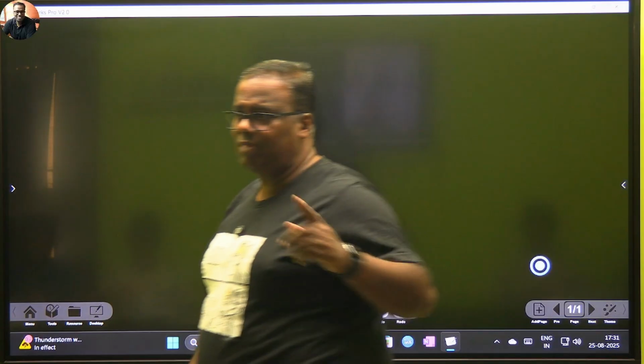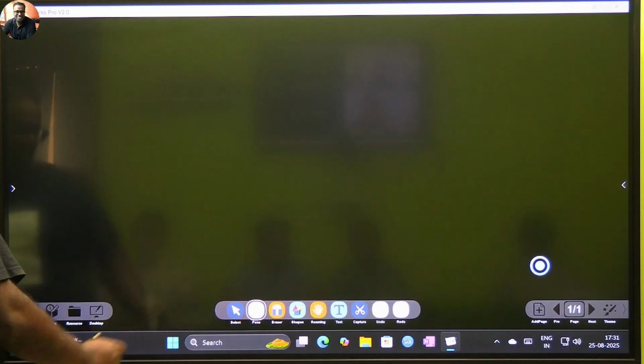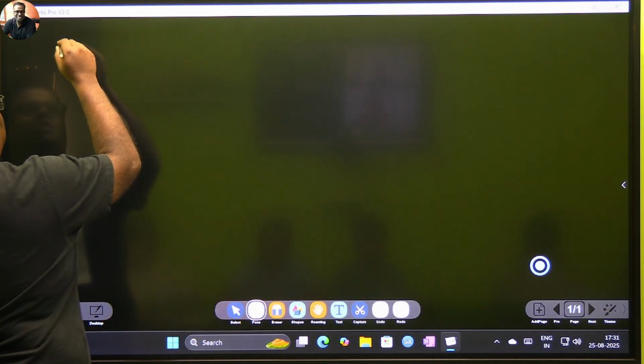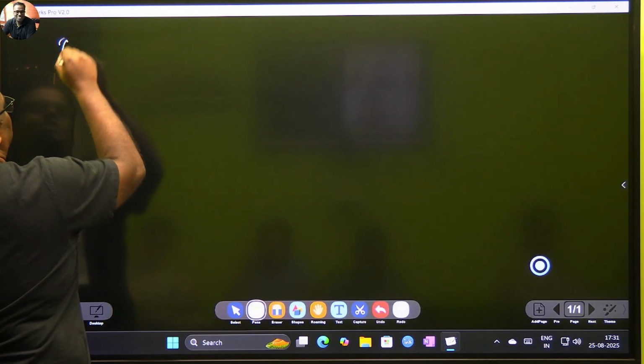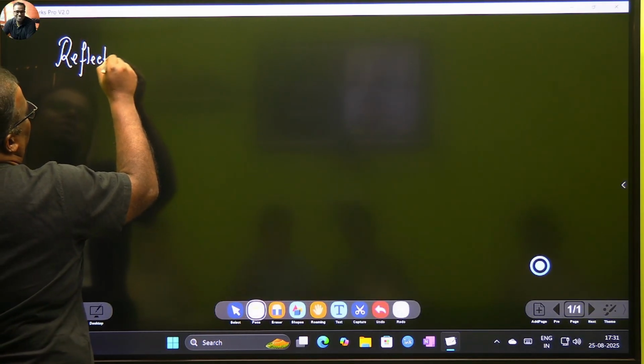So in the last class we studied regular reflection and diffuse reflection. The next thing that we study, there are a lot of new things that you will study in this chapter. This concept which we will study is reflected light, and this is interesting again.